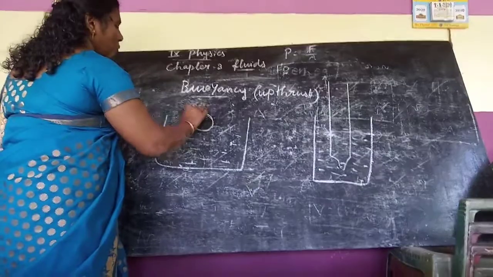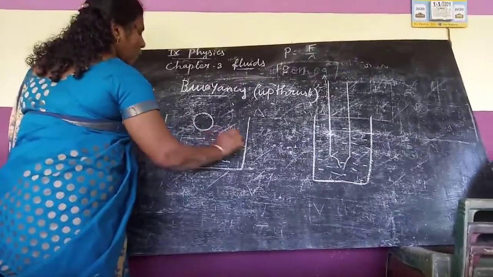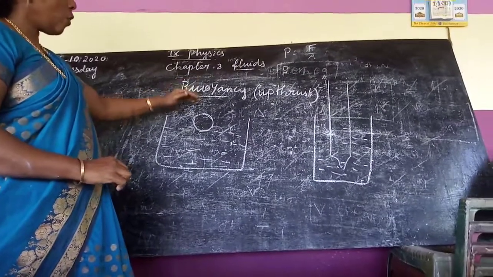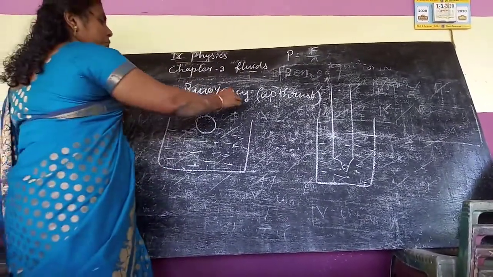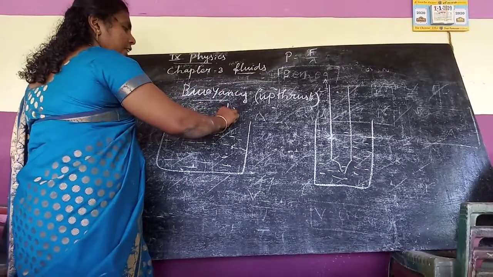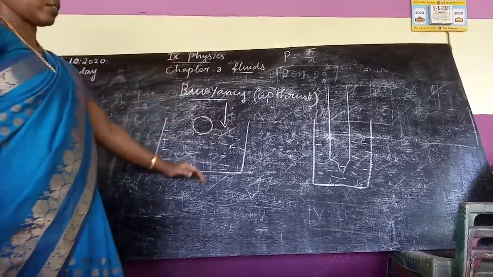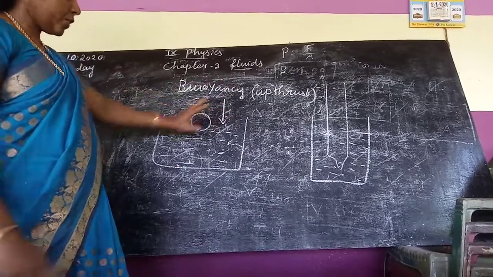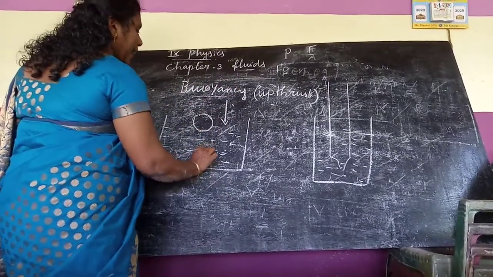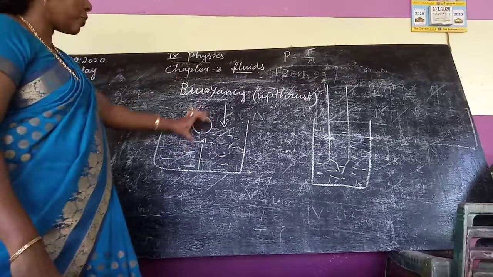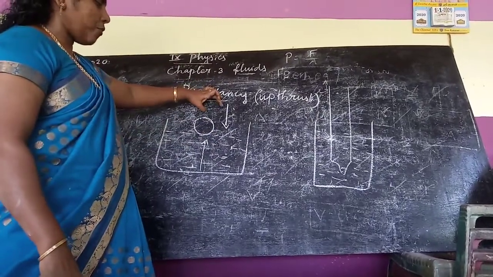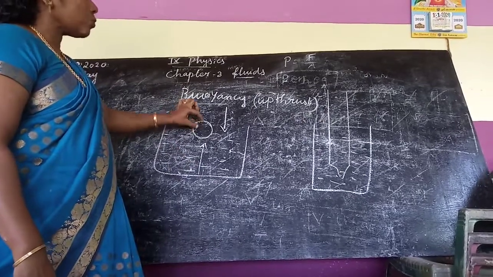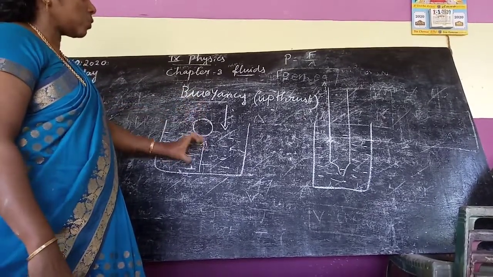A ball floats on a liquid. What is the reason? Which force is there? The gravitational force always acts downwards, and the upthrust force acts upward. Two forces are there. One is the gravitational force, another one is the upthrust force.